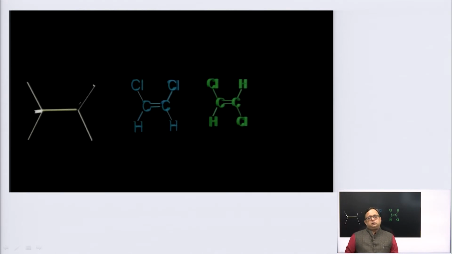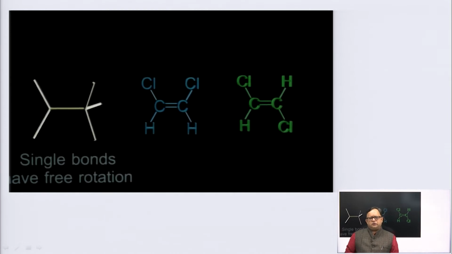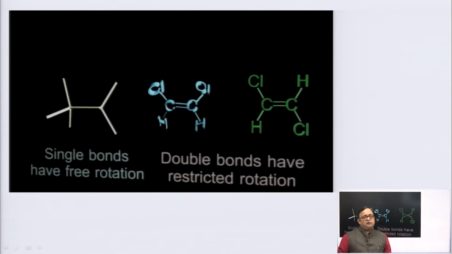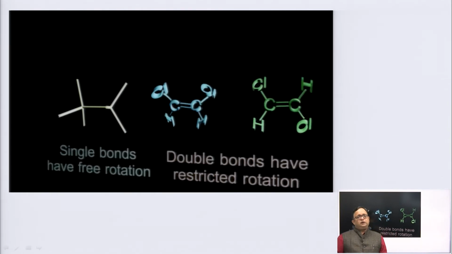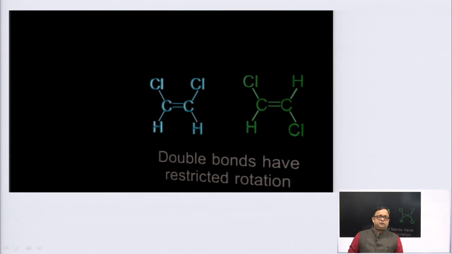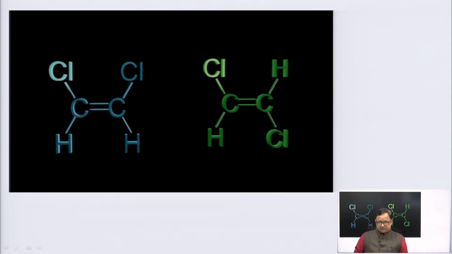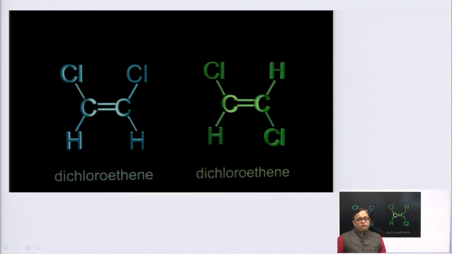Here we can easily see that the molecule present at the right hand side is showing free rotation, and the molecules present at the left hand side are showing restricted rotation. Thus, this restricted rotation is responsible for the existence of geometrical isomerism.